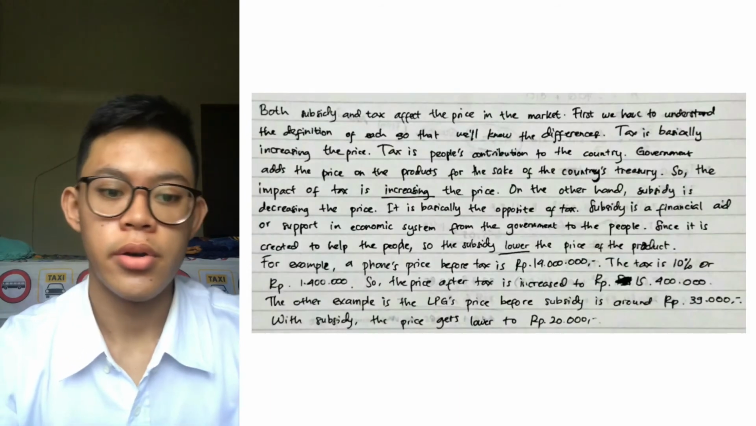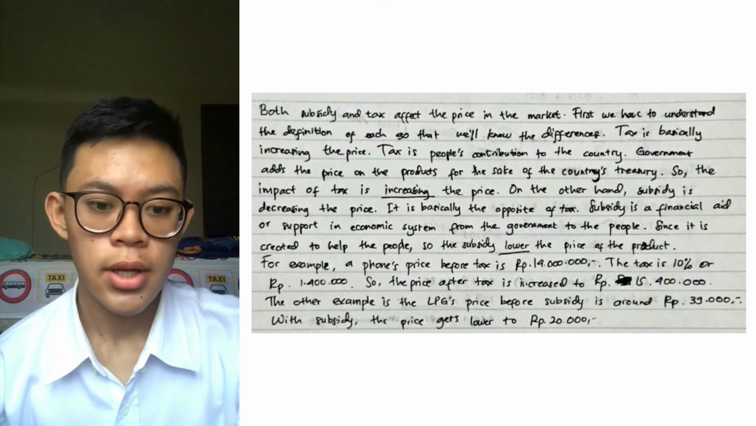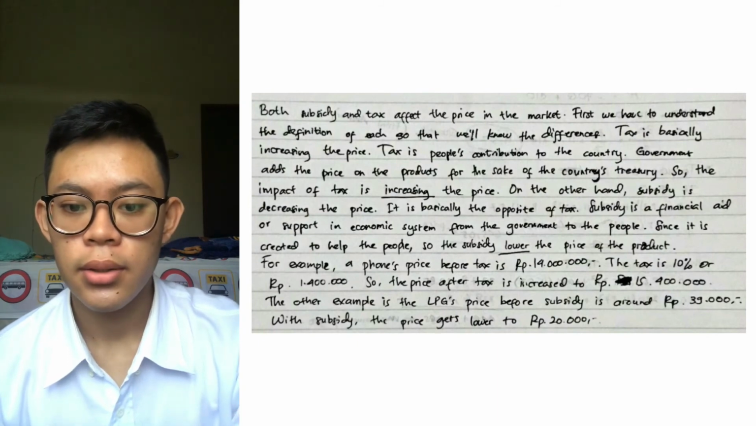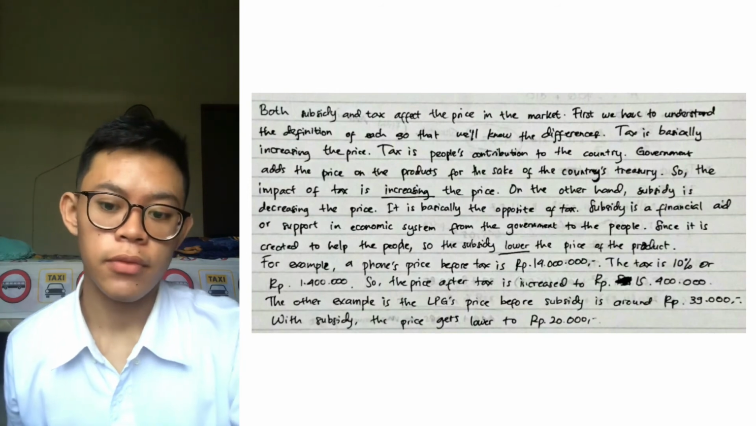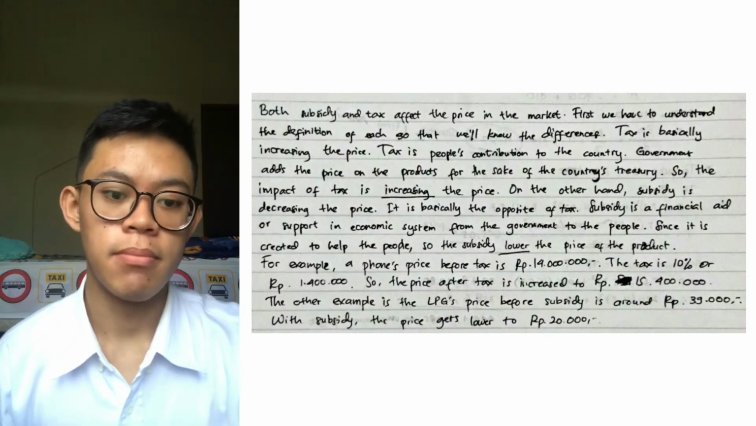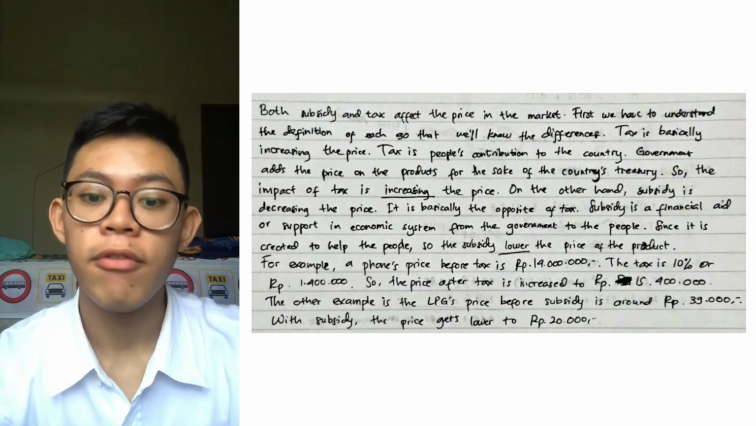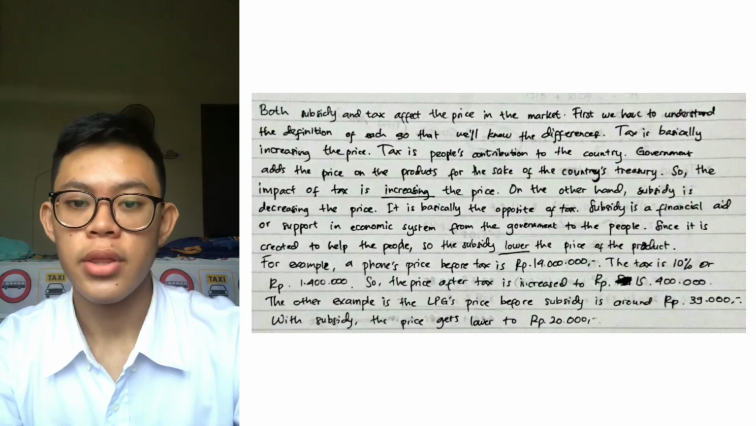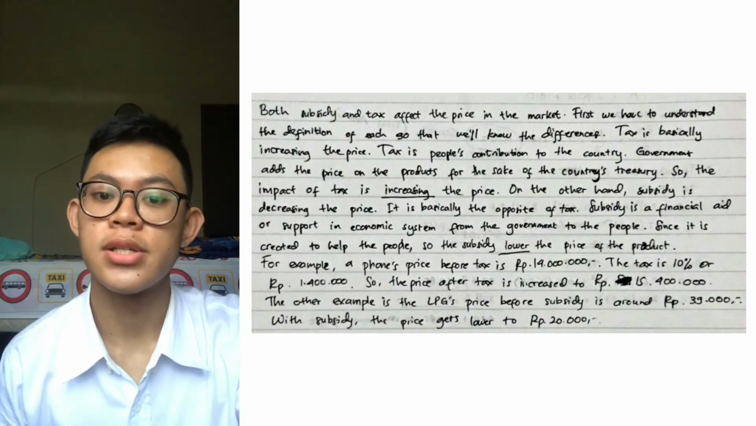And the third, or the last question, is explaining the differences that subsidy and tax give in affecting the market price from the government, and also examples of the goods or products that are affected by subsidy and tax. So both subsidy and tax affect the price in the market, but before we look for the differences between those two, we have to understand the definition of each first.